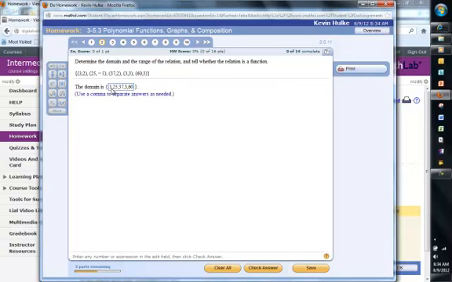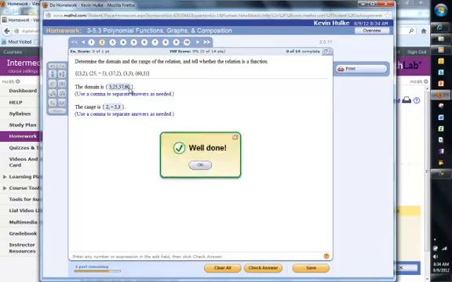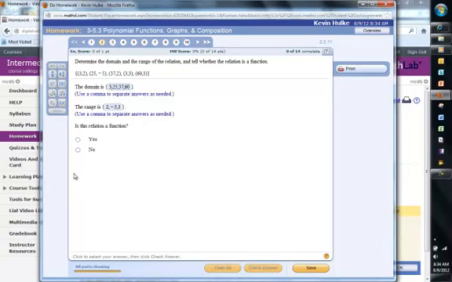Oh, I see. I listed 3 twice. You don't need to double list an entry. The range is 2, -5, 2, 3. So it is not a function, and the reason it's not a function is that 3 has the answer 2 one time, and it has the answer 3 another time.